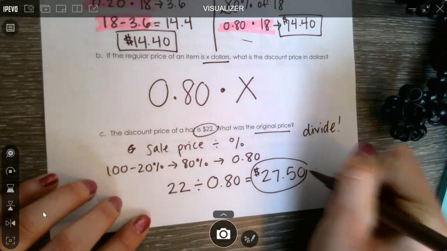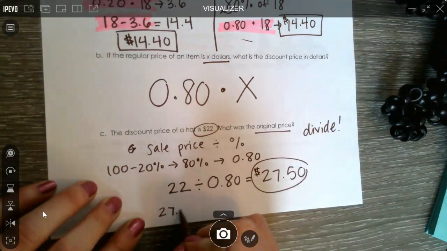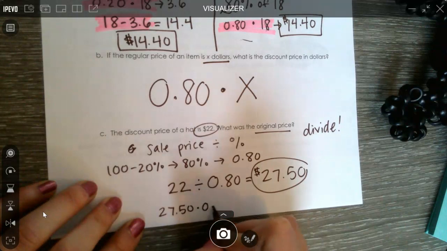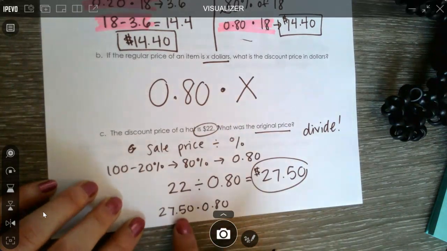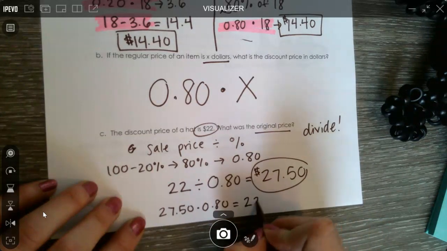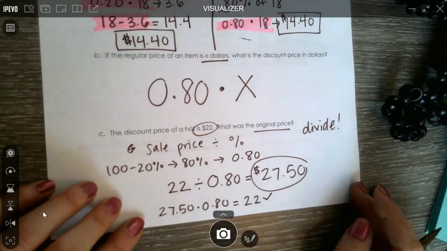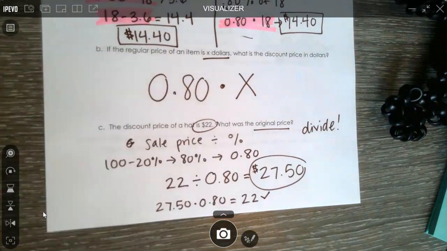To check my answer, I could do, well, what's 27.50 times 0.8? Because that's what it is, right? Original total times the discount equals, in your calculator, you should get 22. All right? Make sure you have all this written down.